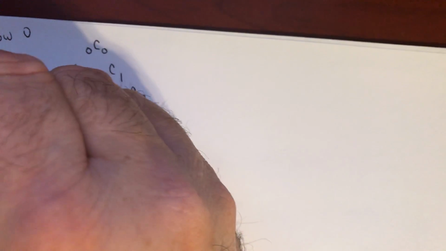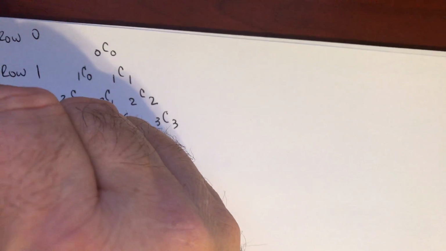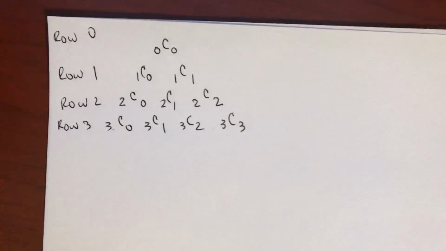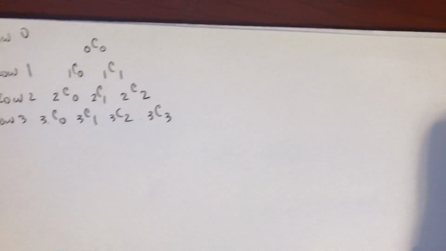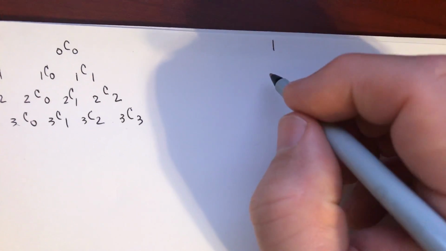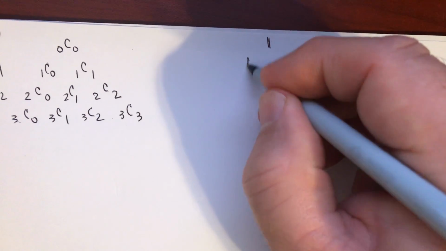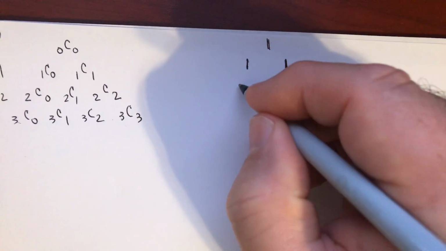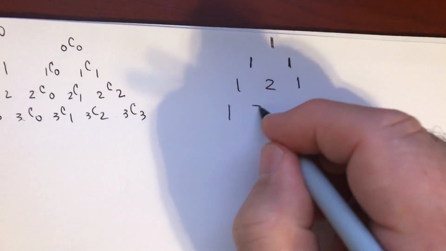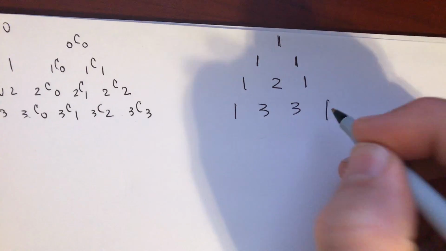row 1, row 2, row 3. This is known as Pascal's triangle. Now, if you put in the numerical values, this is 1, this is 1, this is 1, this is 1, 2, 1, this is 1, 3, 3, 1.